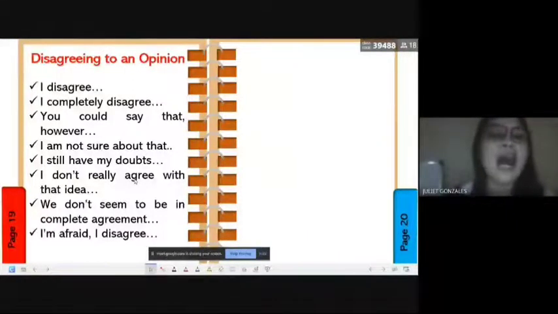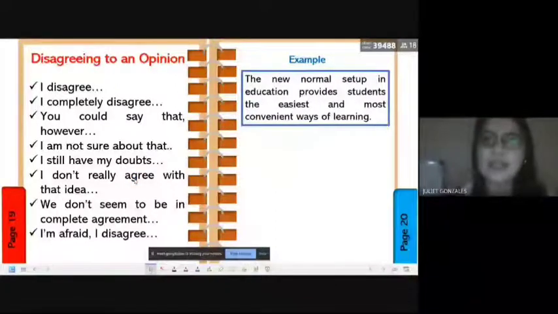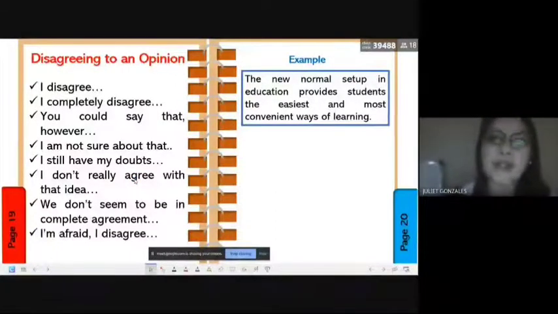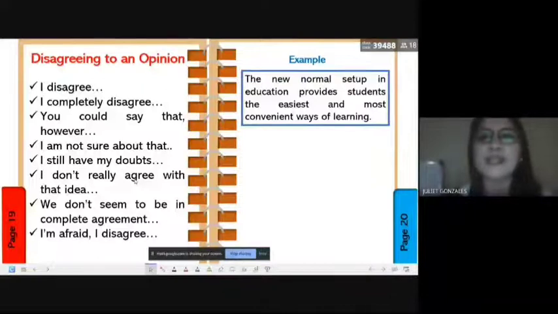However, I am not sure about that. I still have my doubts. I don't really agree with that idea. We don't seem to be in complete agreement. And I'm afraid I disagree. Example, the given opinion. The new normal setup and education provides students the easiest and most convenient ways of learning.